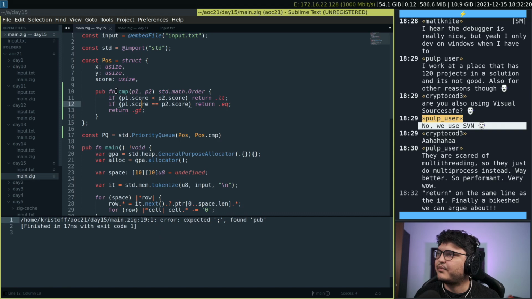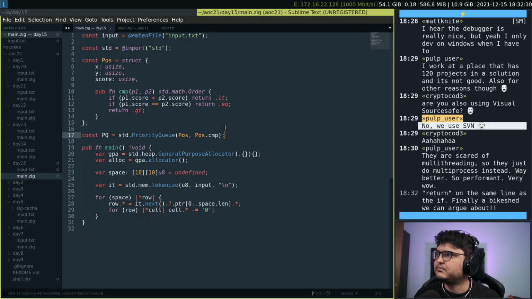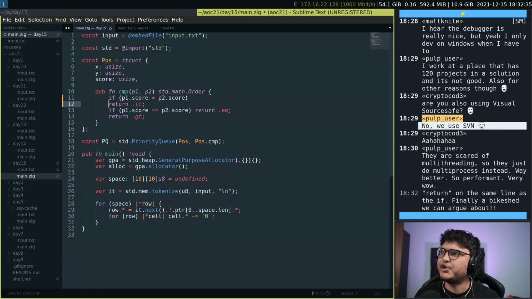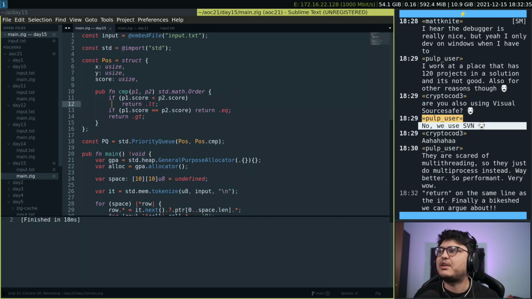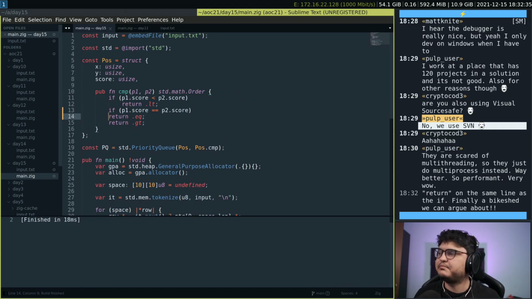Also, what am I missing? Error: expected semicolon, found pub. Oh, here. So format allows it, so this is good. Format also allows this, so this is also good. This is the answer. Both are fine. Whatever Zig format allows, that's the truth, the ultimate truth.